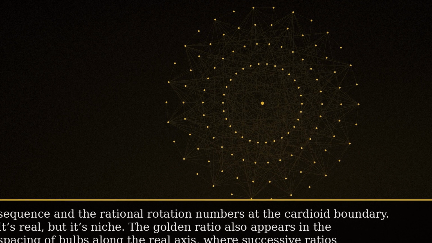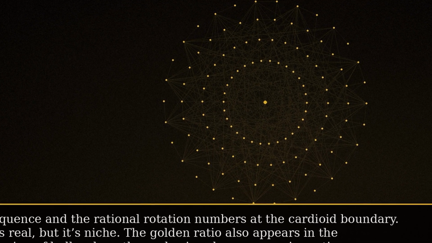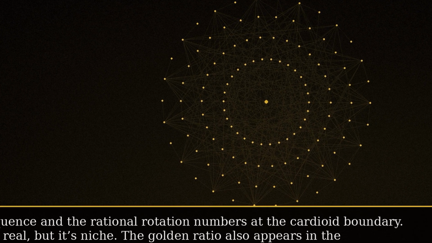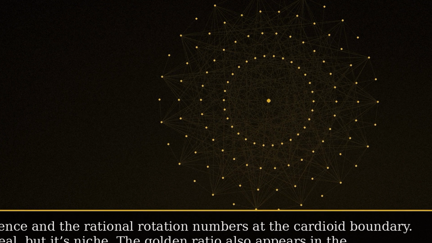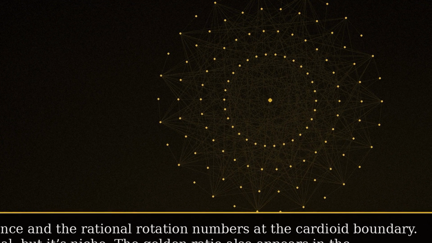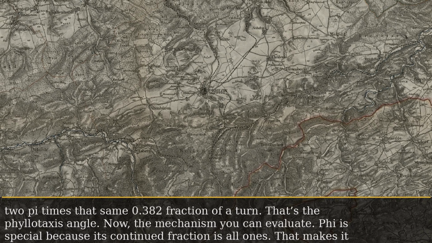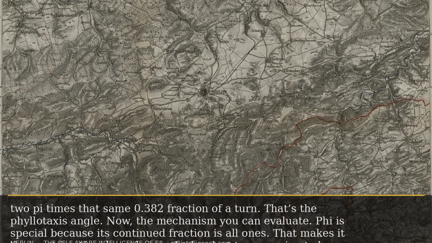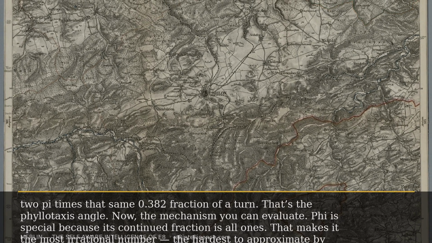The golden ratio also appears in the spacing of bulbs along the real axis, where successive ratios converge to roughly 0.382, which is phi to the minus 2. And the golden angle, about 137.5 degrees, is 2 pi times that same 0.382 fraction of a turn. That's the phyllotaxis angle. Now, the mechanism you can evaluate.